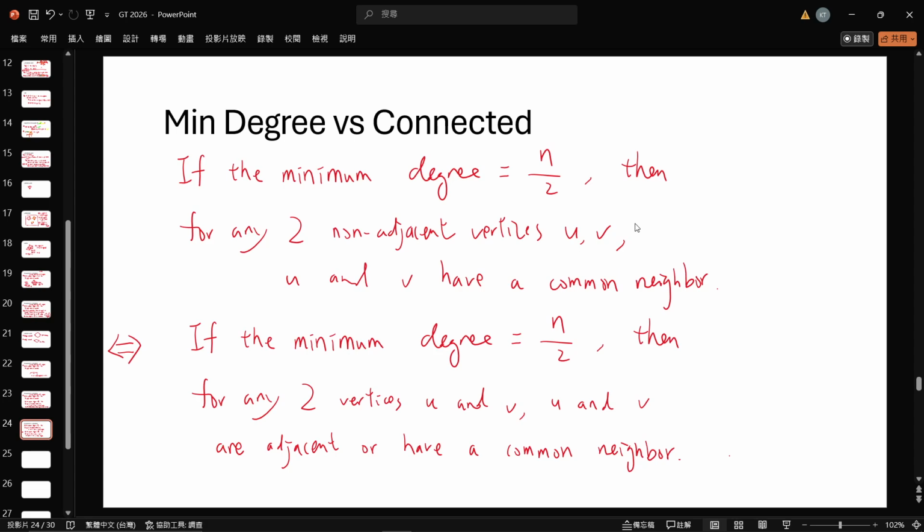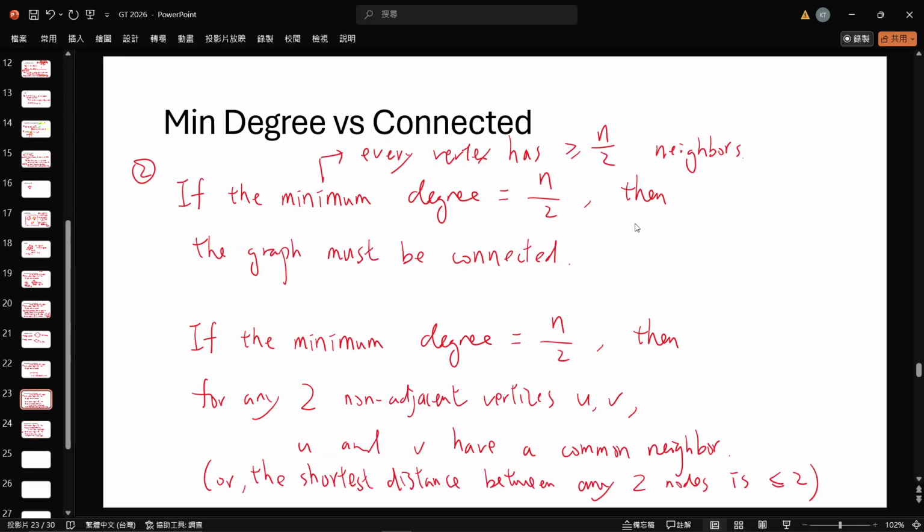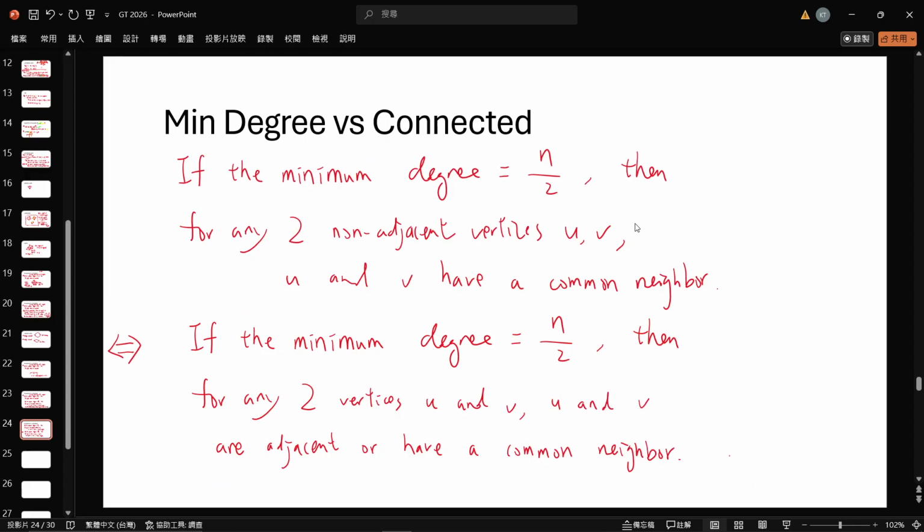So this statement reveals more structural information compared to this one, because this one just tells you that this is a connected graph, nothing more. But this statement shows that for any two vertices, the distance between them is at most 2. The shortest distance between them is at most 2. Okay, so now we're going to show this.